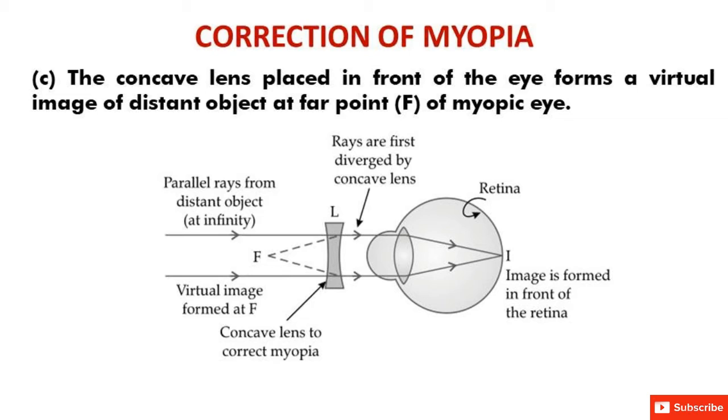Now how we can correct this defect? Concave lens is placed in front of the eye and it forms a virtual image of distant object at far point of myopic eye. So in this way we can correct this problem. This defect may arise due to excessive curvature of eye lens or elongation of the eyeball. A concave lens of suitable power will bring the image back to the retina and thus the defect is corrected.